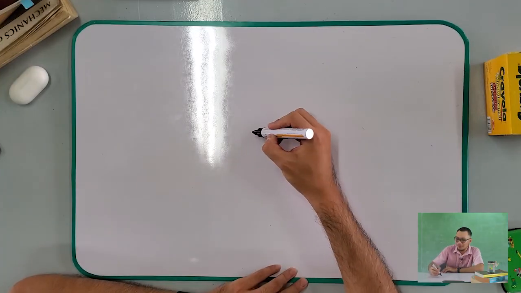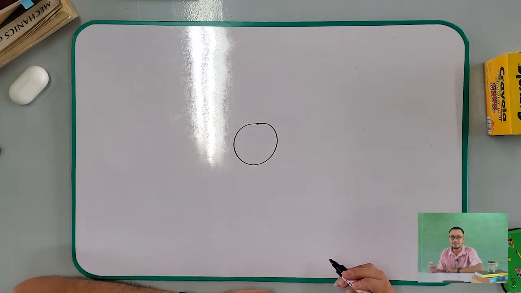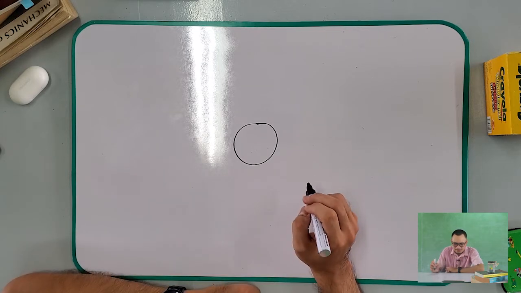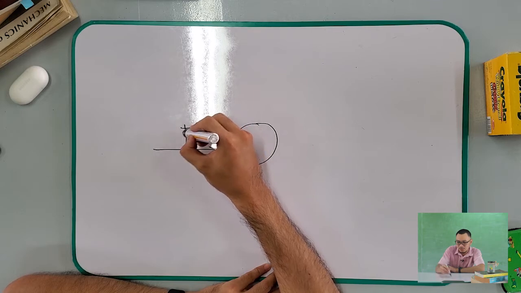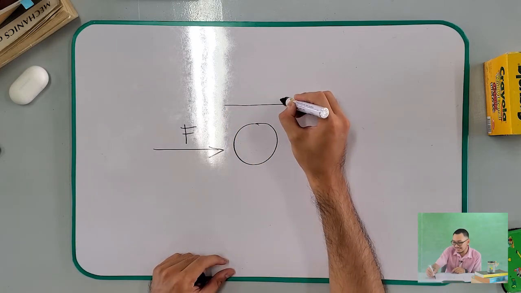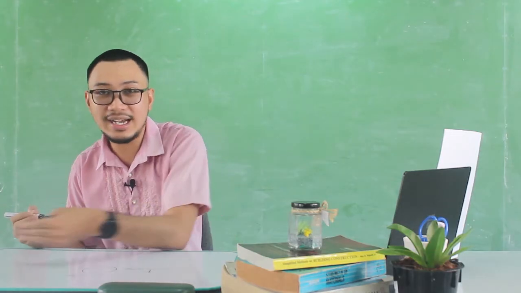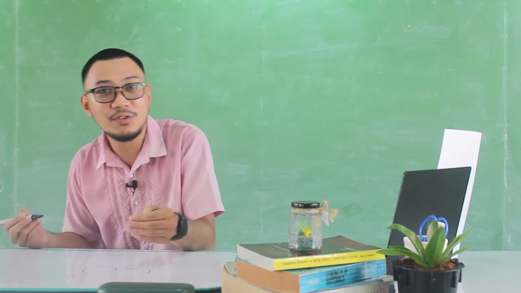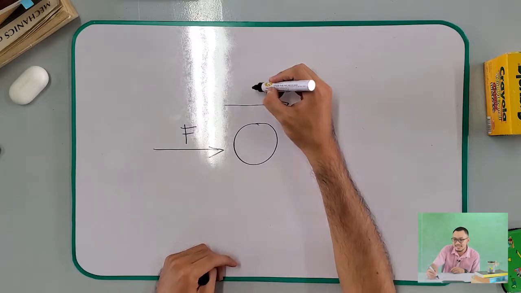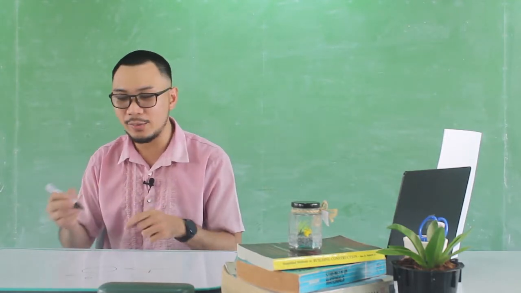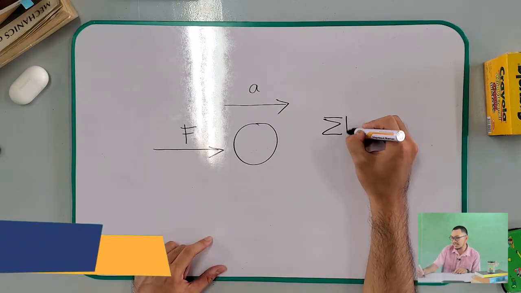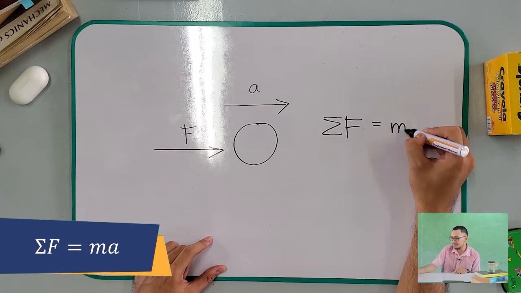Ang atong object, ang atong particle, di ba kaganina balanced force man to. Pero karon gibutangan nato siya og unbalanced force. Nagbutang ta og force. Okay? And ang atong particle has a tendency to move in this direction. And ang iyang pag-move in that direction is actually not at a constant velocity, but is accelerating. Okay? So that is why we have that well-known equation, summation of forces is equal to ma.